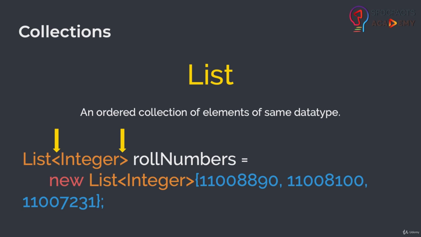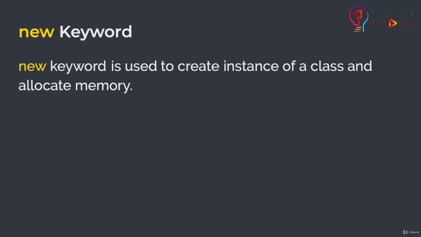So if you want to store a collection of data in a list, then you need to specify what will be the data type, and you specify this data type within these angle brackets. Okay, but what is this new? Why do we use this new keyword? The new keyword is used to create the instance of a class and allocate memory.